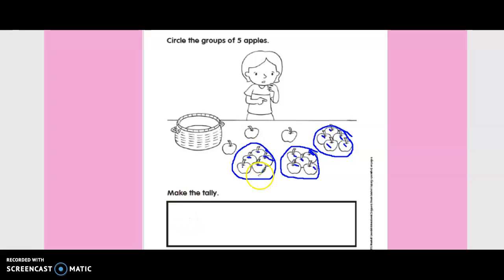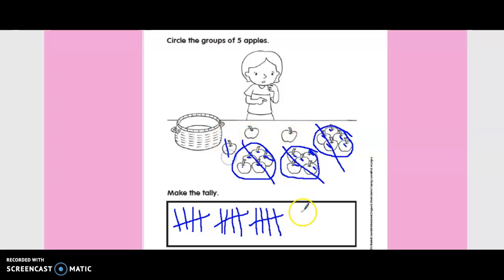All right, so how many tallies do we need to make? Let's make the tallies for this one. So 1, 2, 3, 4, 5. And then this group, 1, 2, 3, 4, 5. And then this group, 1, 2, 3, 4, 5. And then how many do we have left? 1, 2, 3.